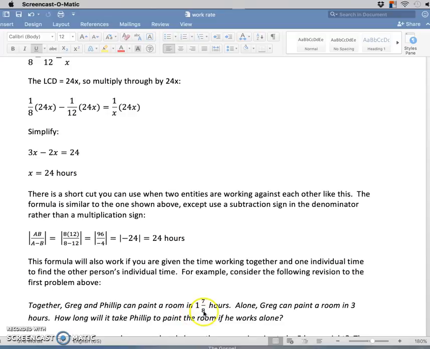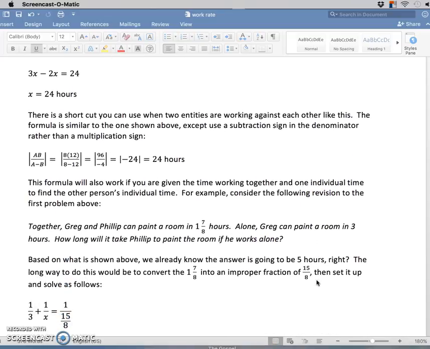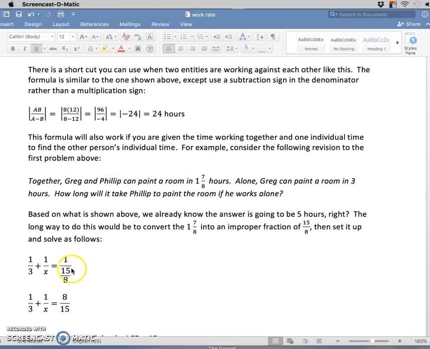Together, Greg and Phil can do this in 1 7/8 hours. Alone, Greg can do this in 3 hours. How long will it take Phil to do this? We know it's going to be 5, right? So let's set it up. 1/3 plus 1/x equals 1 over 15/8. So it's going to be kind of funky with that fraction in there, but really you can just flip that guy over and just make it 8/15, and that'll take care of that issue.